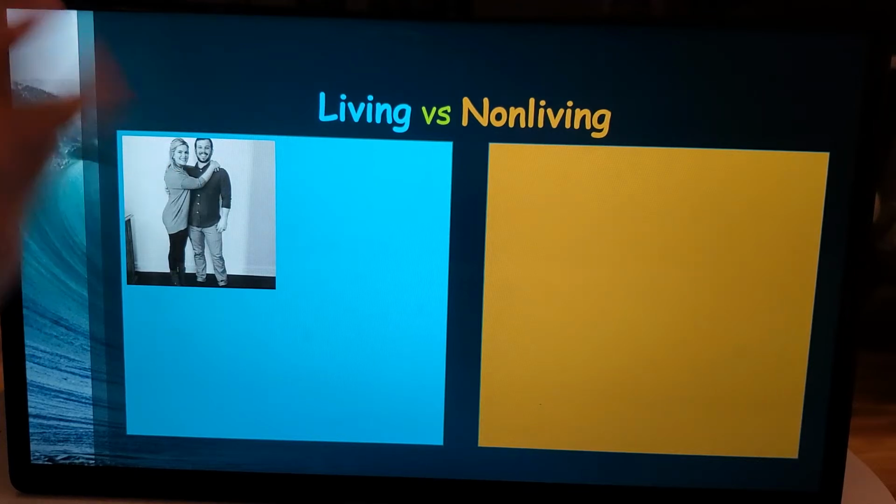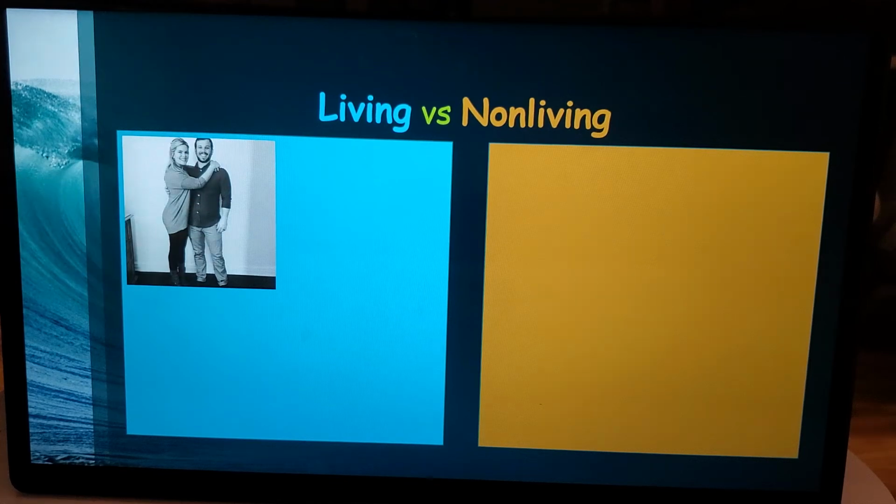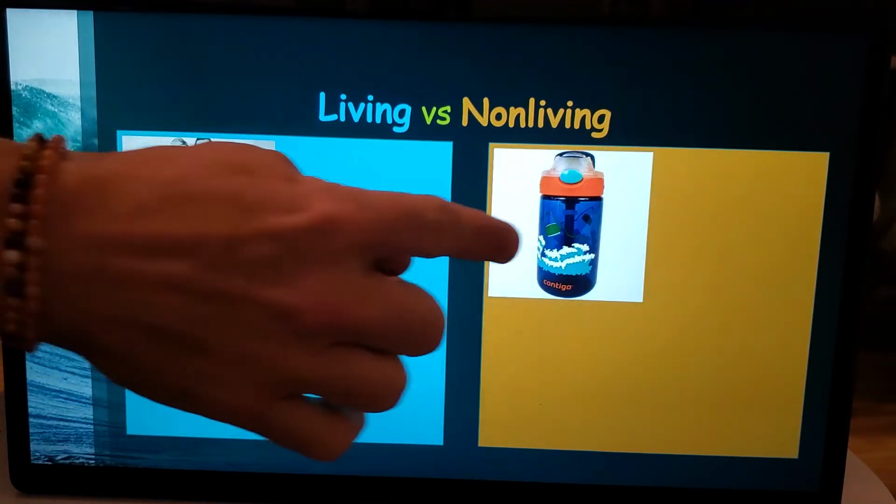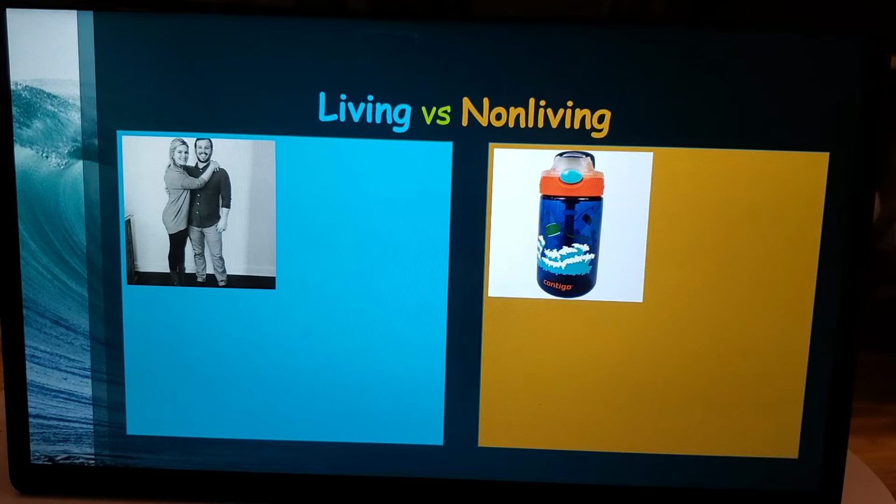So these are living things, Mr. and Mrs. Baxter. We both need food and water, and we can grow. Next, what about a water bottle? Yeah, a water bottle is a non-living thing. Water bottles do not need food or water. We can put water in them, but they do not need food and water to take care of themselves.